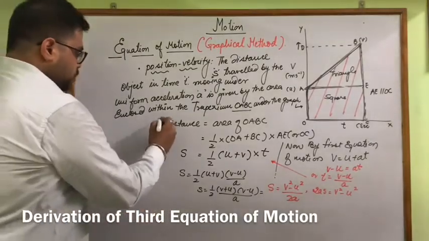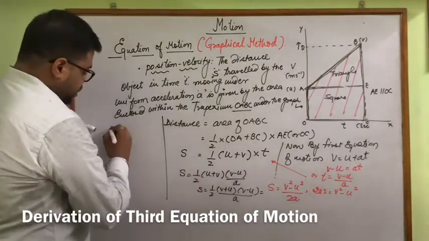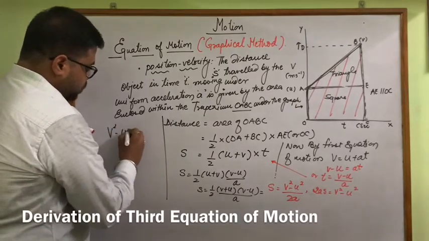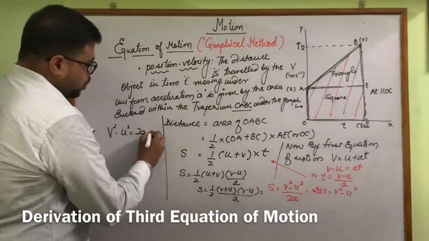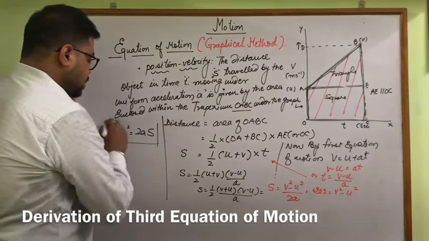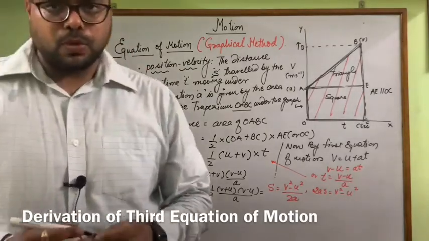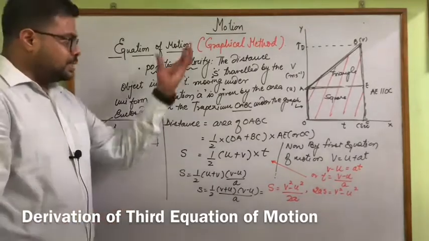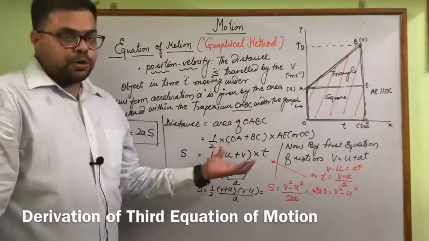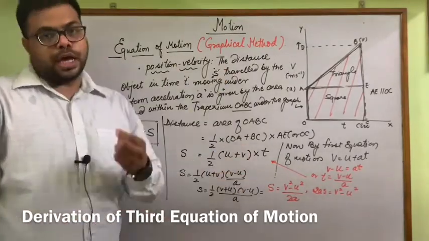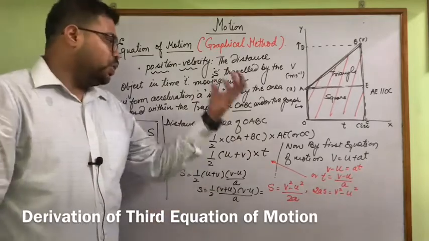This third equation of motion we can rewrite as v square minus u square equals 2as. So this is the third equation of motion. Okay, so please consider and try to learn each step. Again, if you find difficulty, definitely you ask.